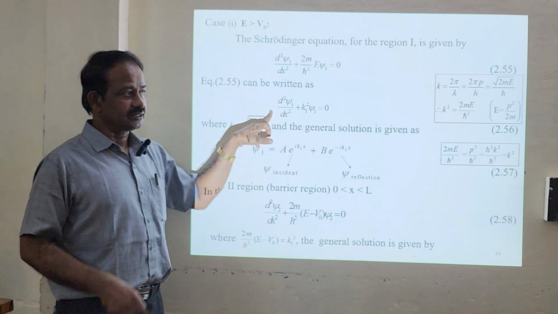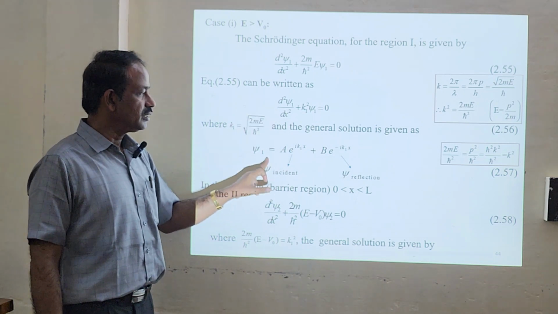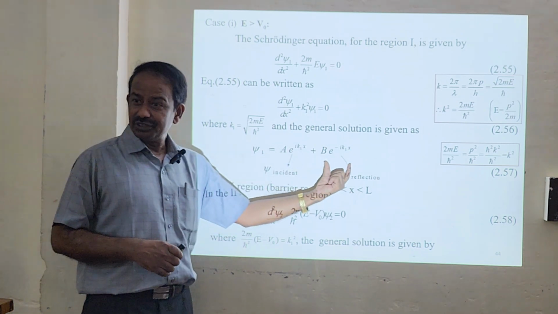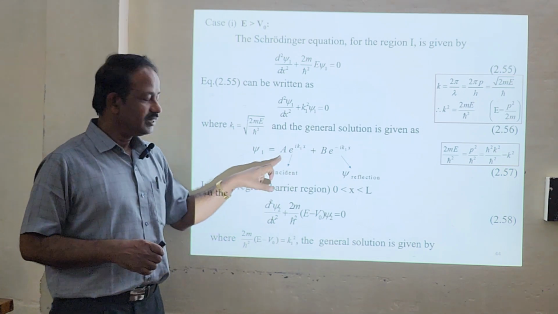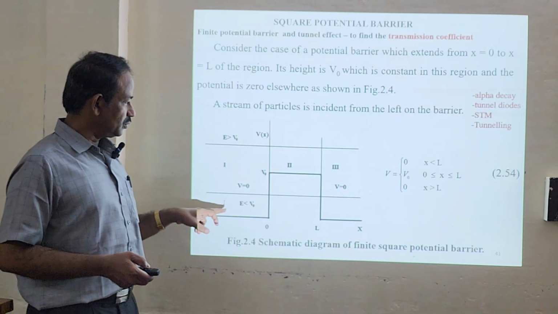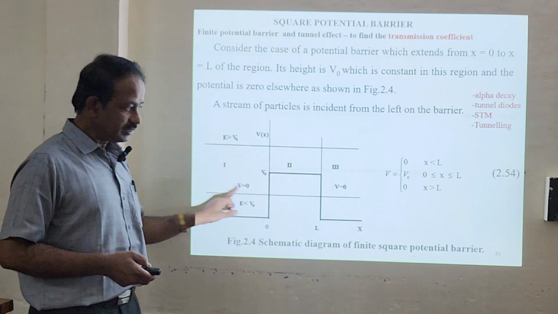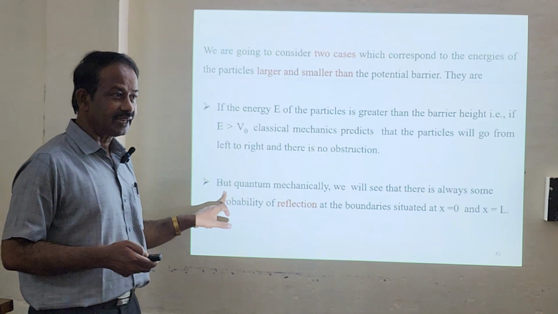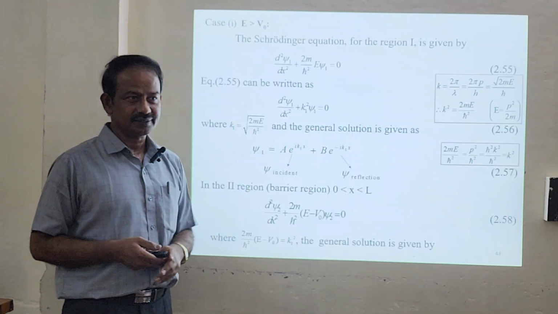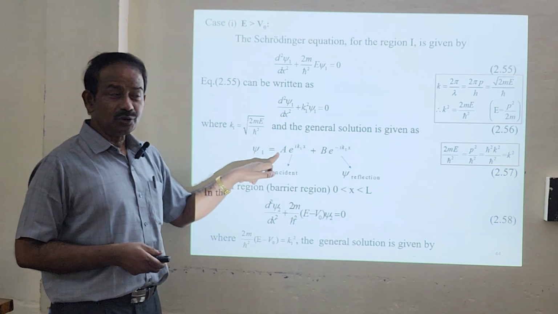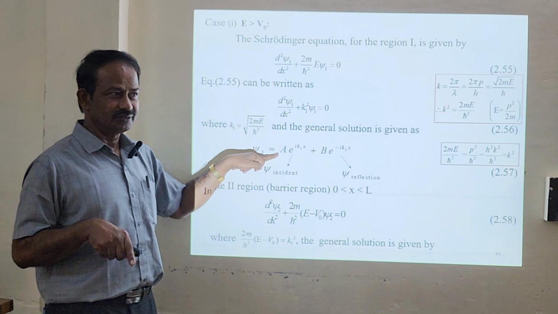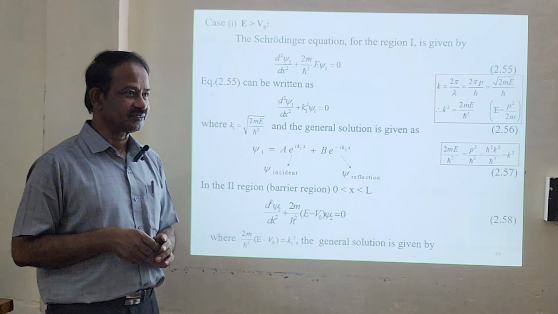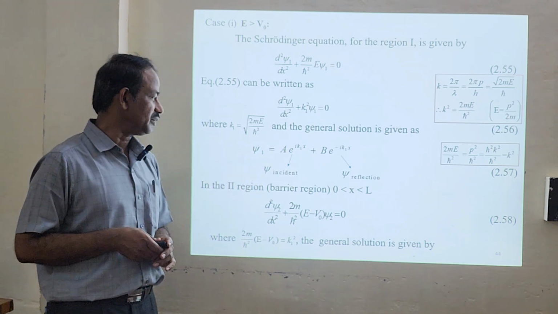The solution of this equation is psi 1 equals A e power i k1x plus B e power minus i k1x. The first term is for the incident wave and the second is for the reflection. So we have both wave functions here: one is e power ikx, another is e power minus ikx. These coefficients are very important: this coefficient is meant for the incident wave and this coefficient is meant for the reflection.